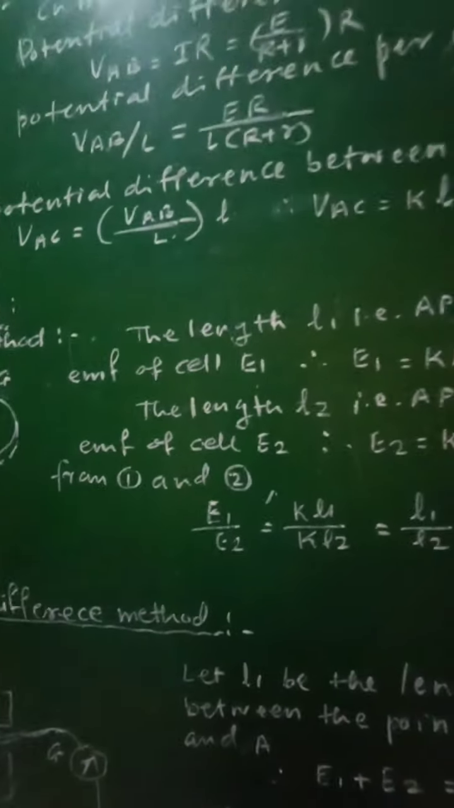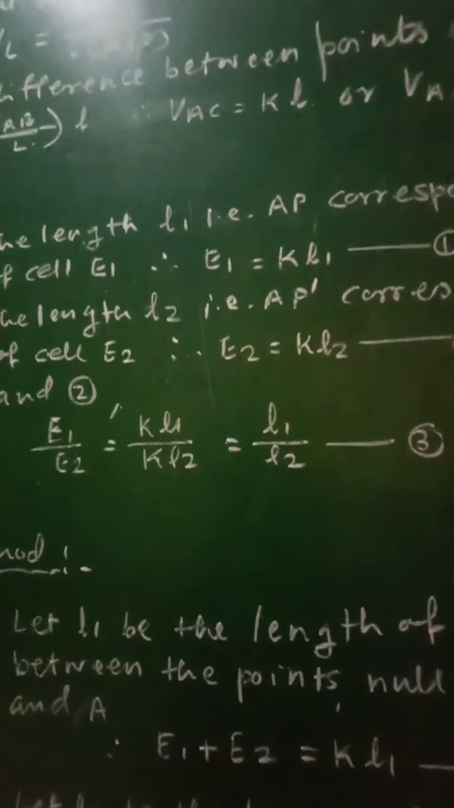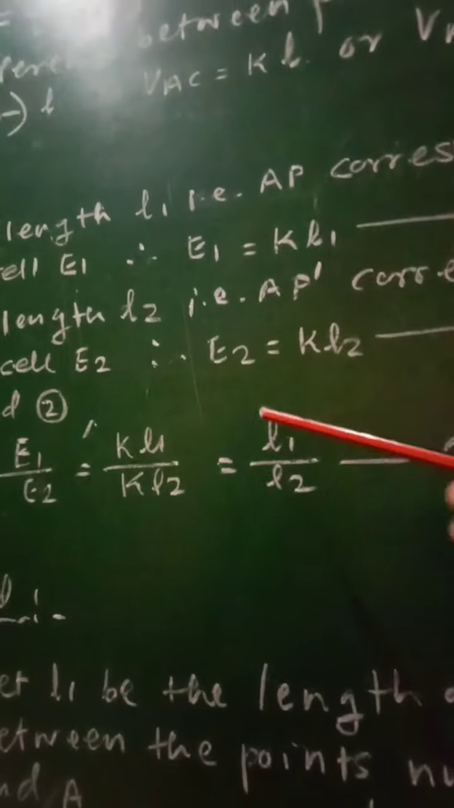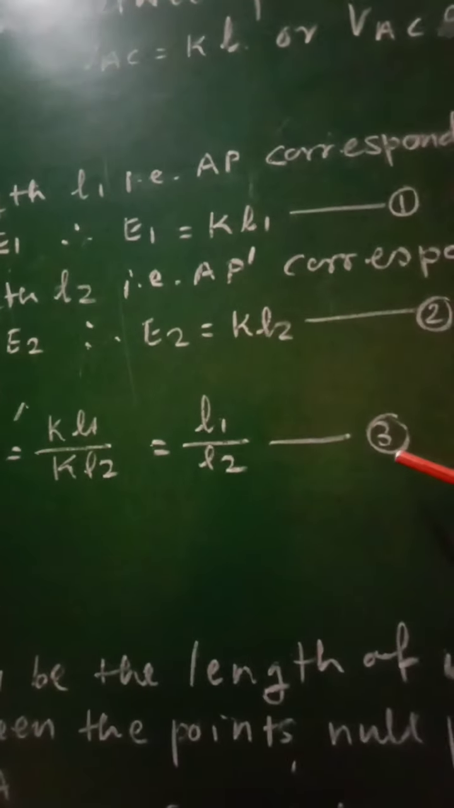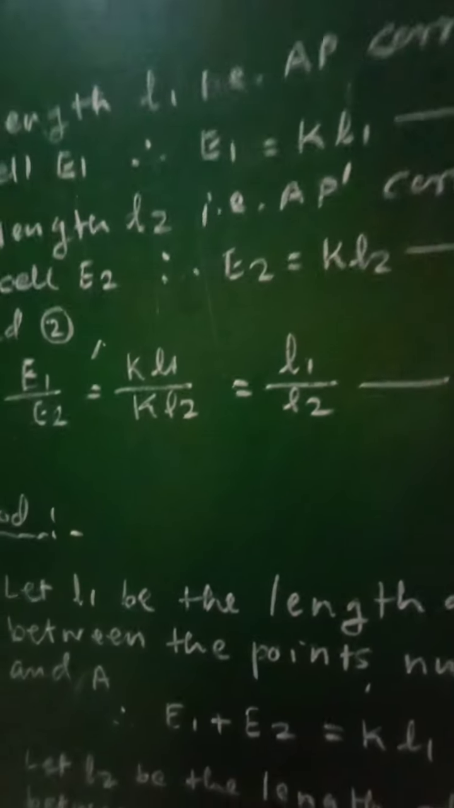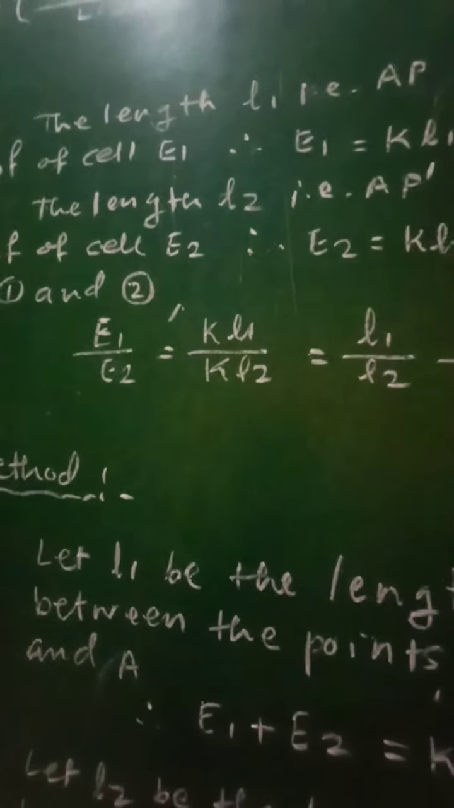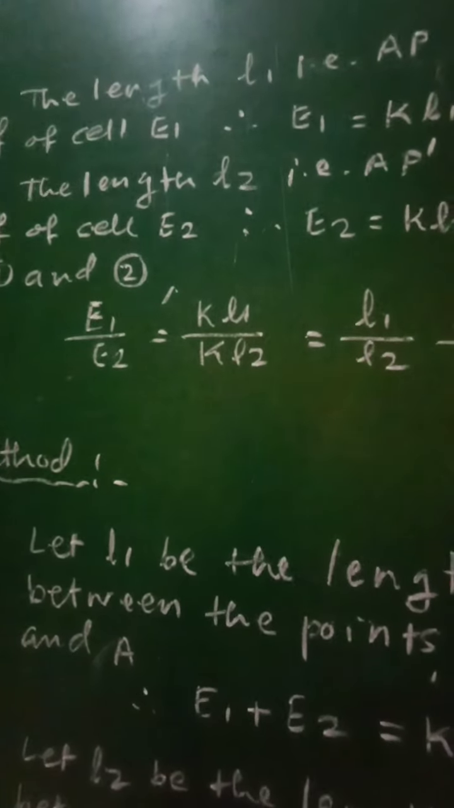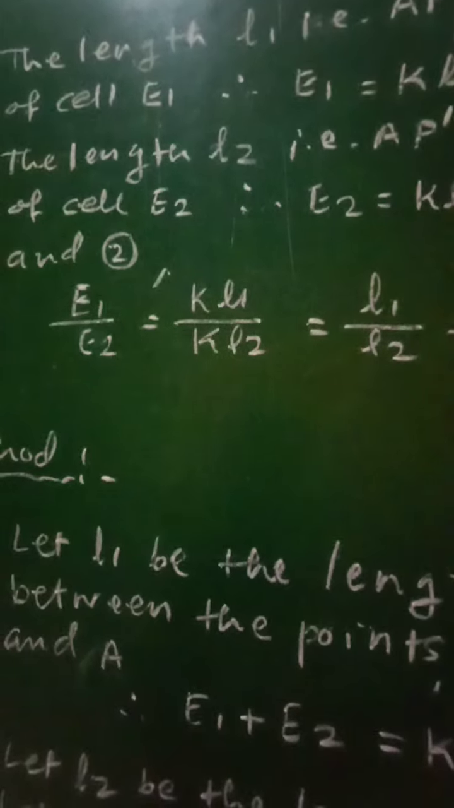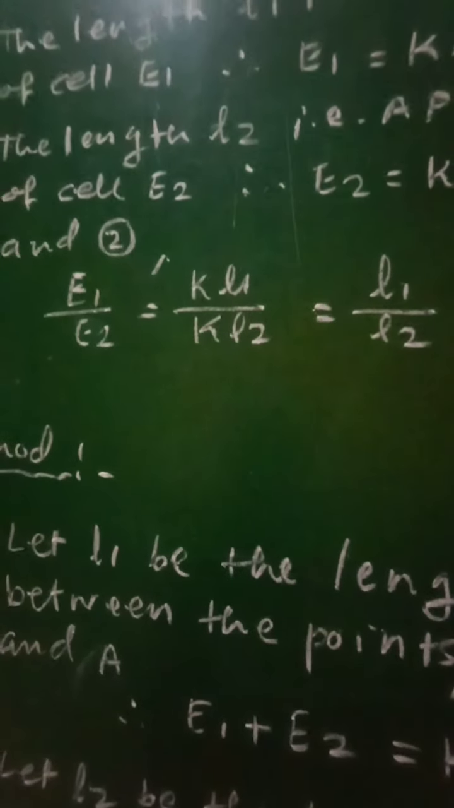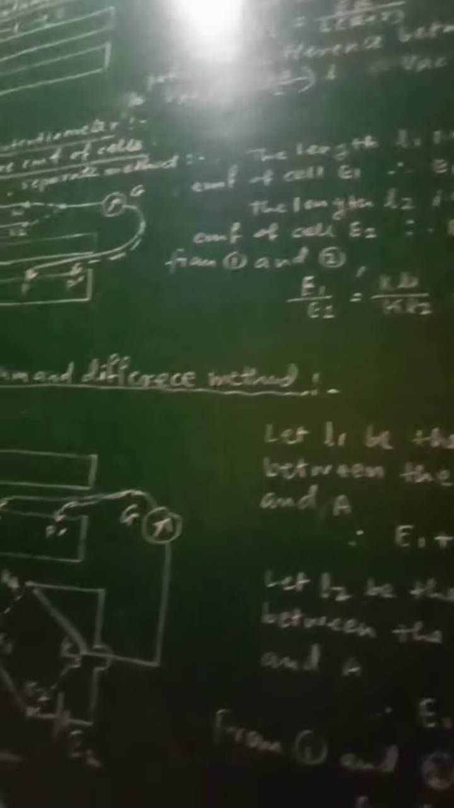Now dividing equation 1 by equation 2, we will get E1 by E2 equal to KL1 upon KL2, that is equal to L1 by L2, equation number 3. Now from this equation we can compare the EMFs of two given cells, as well as if the EMF of one of the cells is known, then the EMF of the other cell can be determined.